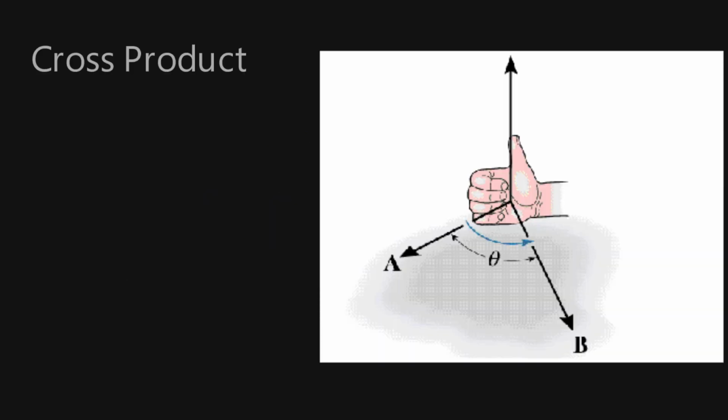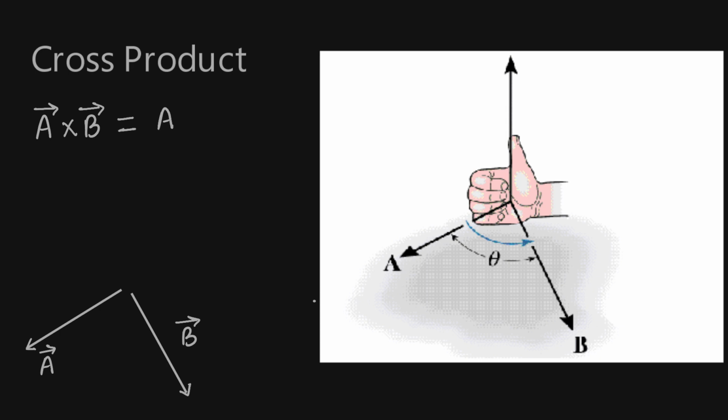Now we will discuss the cross product. The cross product of the two vectors A and B, denoted by A cross B, is itself a vector. It is the product of the lengths of the vectors A and B times the sine of the angle between them, times n cap. Here n cap is the unit vector in the direction perpendicular to the vectors A and B. The direction of the cross product can be determined by the right hand thumb rule.